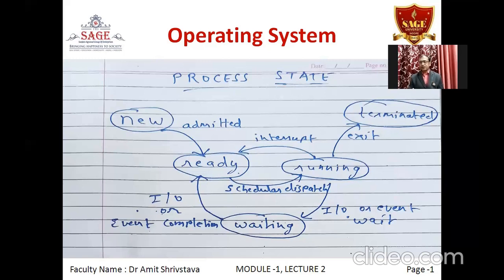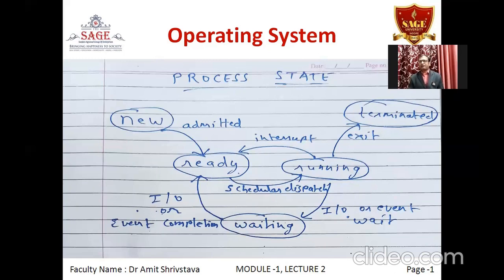Now the process which has more statements that are computation related, that is, more of the CPU is required, then we say that this particular process is a CPU bound process. It means what?